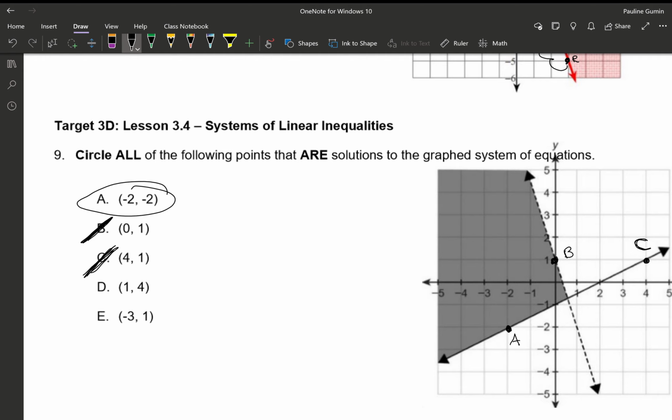Letter D, 1, 4. 1, 4. Well, that's not even on any line. That's not even in a shaded area. So absolutely not. Lastly, -3, 1. Oh, beautiful. Letter E falls directly in the middle of the shaded area.